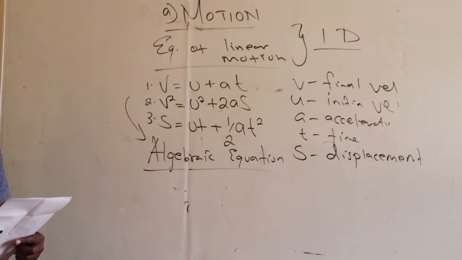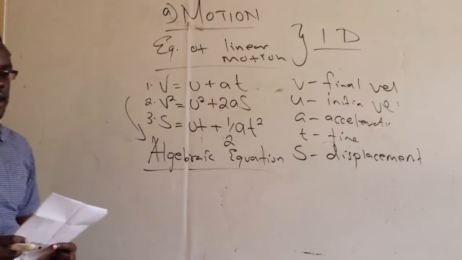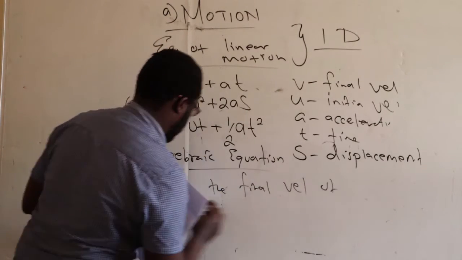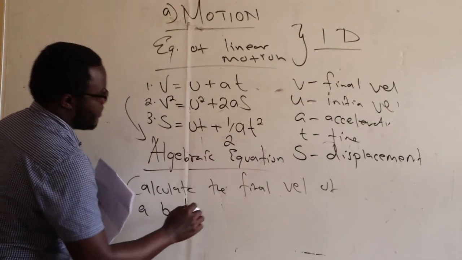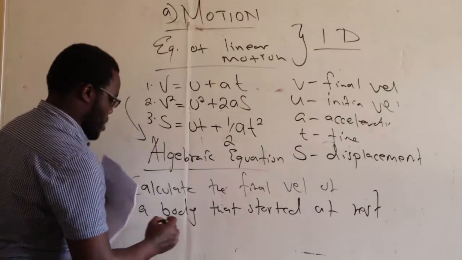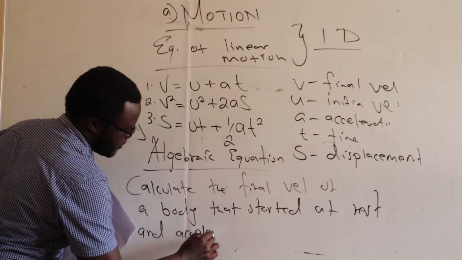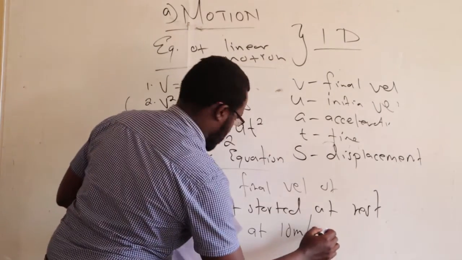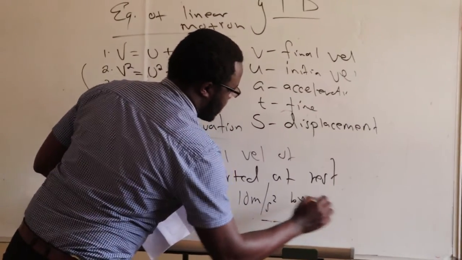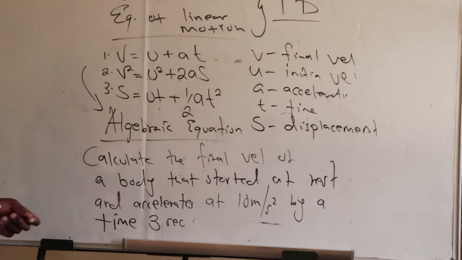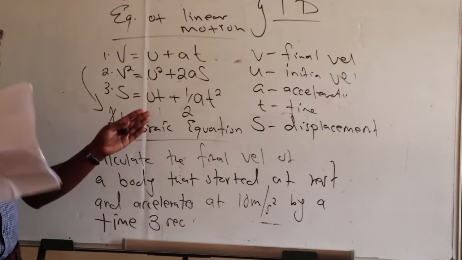Let me give a very simple example using the first equation, V is equal to U plus AT. Calculate the final velocity of a body that started at rest and accelerates at 10 meters per second squared for a time of 3 seconds.